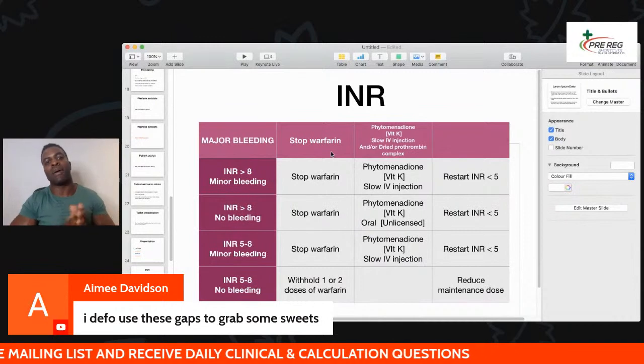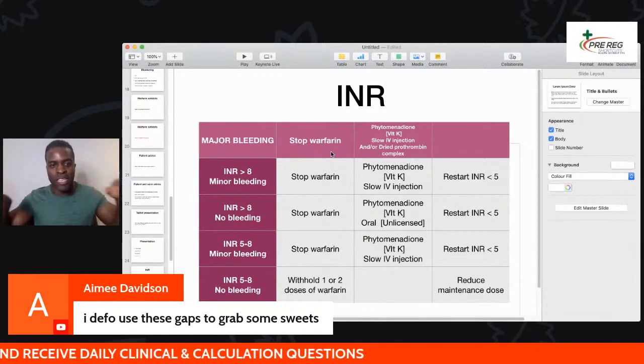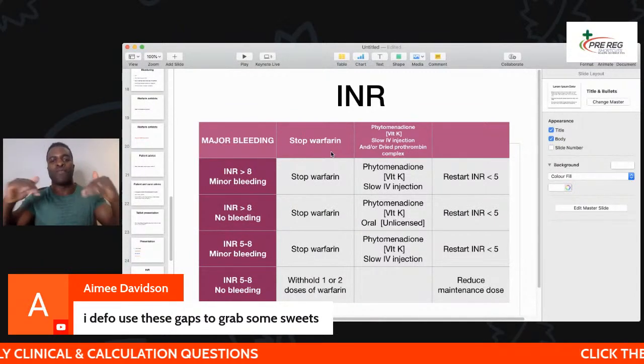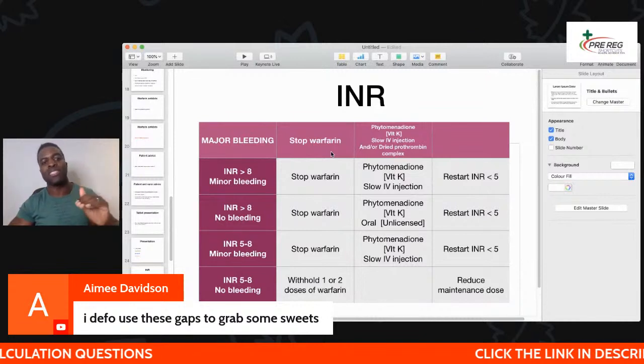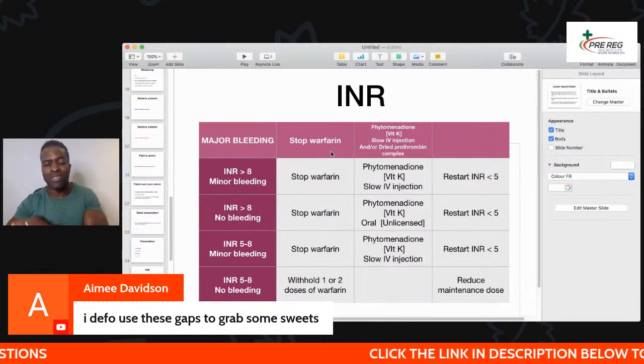If the INR is above 8 but there is no bleeding, remember I said you only give IV vitamin K when there is bleeding. In this case, the INR is above 8, but there's no bleeding.